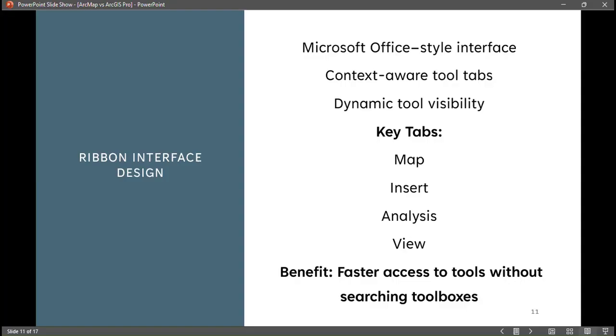The benefit is faster access to tools without searching the toolbox, because you know that if you want to import something, this is where you go, and all those tools fall in between there. Just like when we check Microsoft Office, you will see that we have the Home tab and the other tabs. This is the kind of style that ArcGIS Pro adopts.